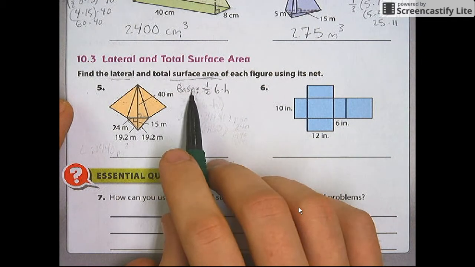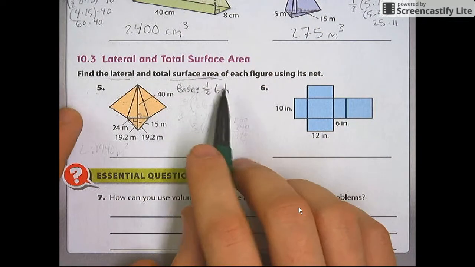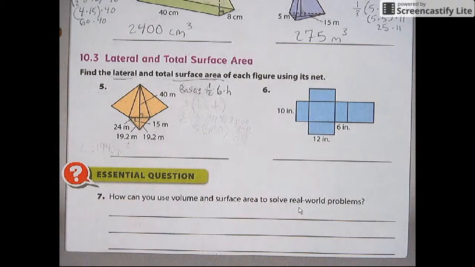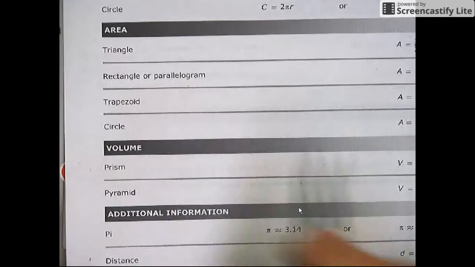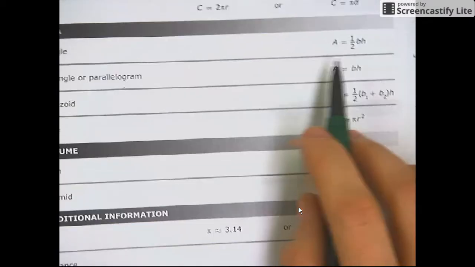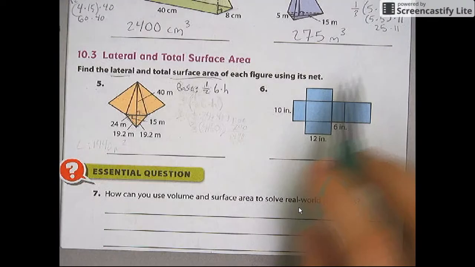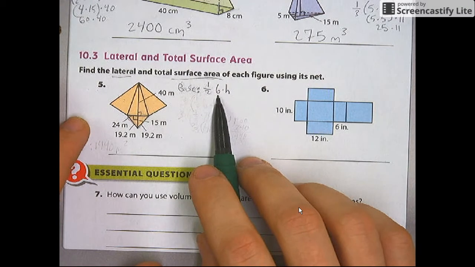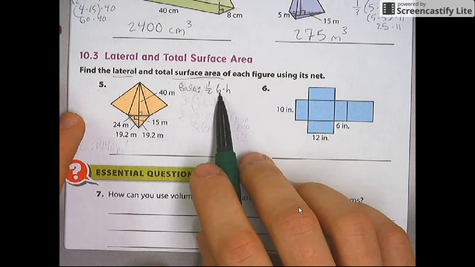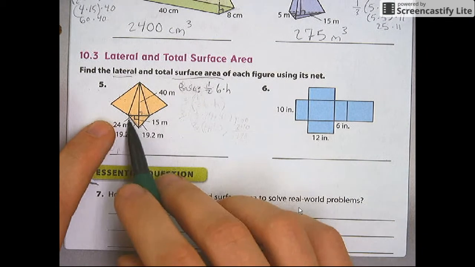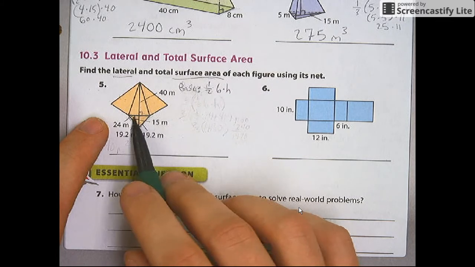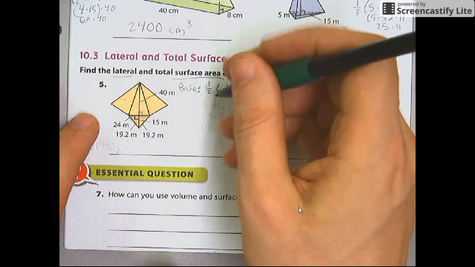My base is going to be 1/2 base times height, because that is the area of a triangle. I can go ahead and look at my reference sheet for that one. Area of a triangle, 1/2 base times height. So I put that here. Now I just have to plug in my numbers. What is the length or the base of my triangle? That is this base right here. How long is it? Well, it's 24 meters.